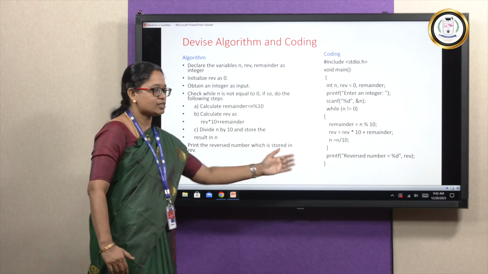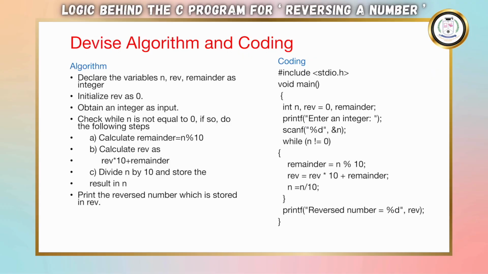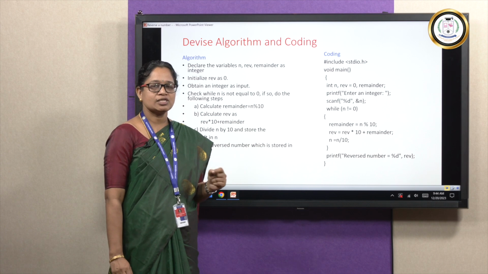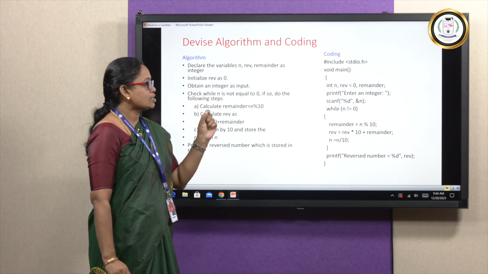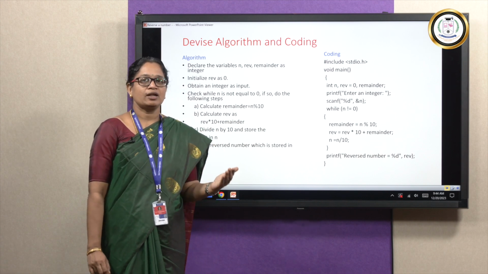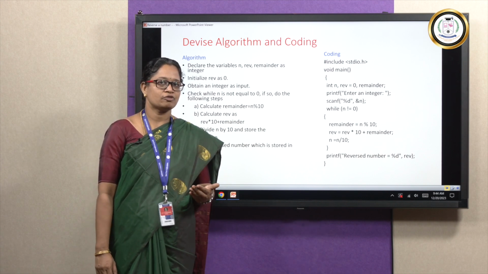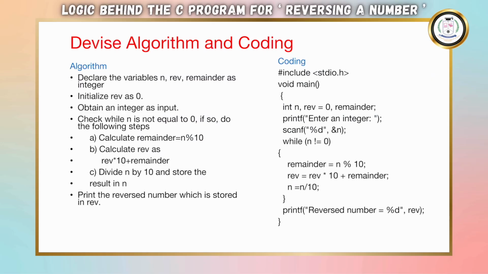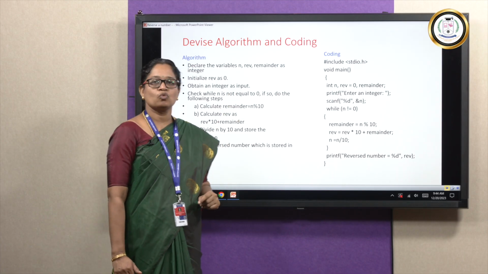Here you can see, the very first line in the coding is to include the header file. So here we have included #include <stdio.h>. stdio stands for standard input output. It is a header file which includes the necessary information for functions such as scanf and printf. If you want to use scanf and printf in your program, then you have to include this header file stdio.